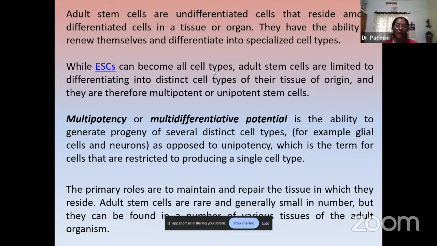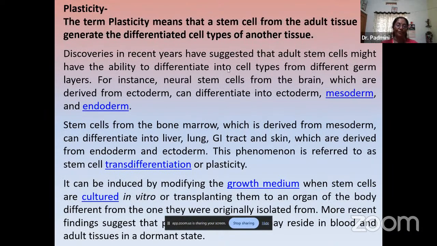The primary roles are to maintain and repair the tissue in which they reside. Adult stem cells are rare and generally small in number, but they can be found in a number of various tissues of adult organisms. So remember, they're very rare, they're a very small amount, but definitely they are found in adult cells. The only thing is you have to find out where they are, because it is a little bit difficult to find them.